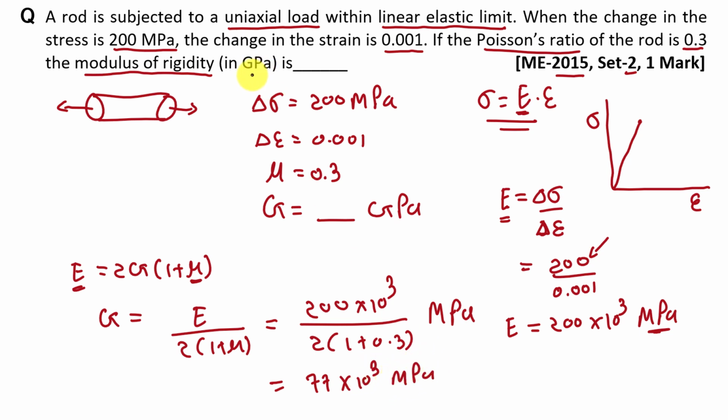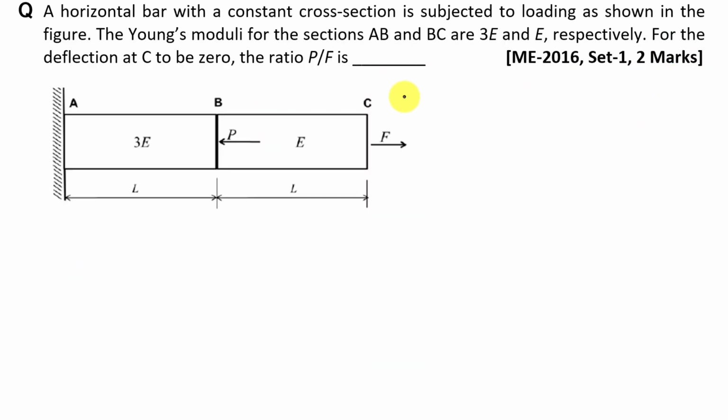And in the question we need answer in gigapascal. So to convert this megapascal value into gigapascal, we have to multiply this value with 10 raised to minus 3. So it will be 77 gigapascal. So here we have to write answer 77. And this question is for 1 mark.